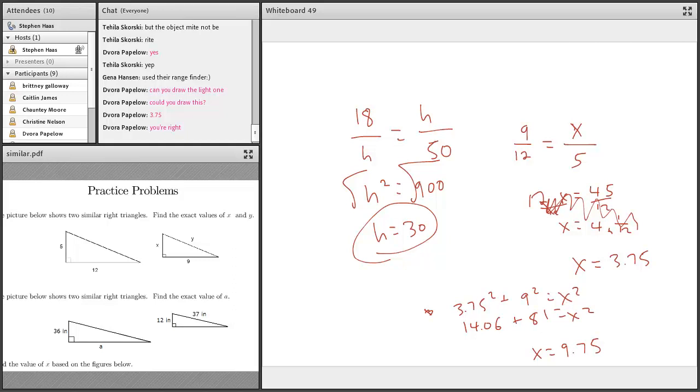Interestingly enough, the triangle on the right is also a 5, 12, 13 triangle. The triangle on the left is a 5, 12, 13 triangle. You can tell right away. So if this is 13 over here, and this is 3.75, I believe this is exactly 9.75. It's in the same proportions.